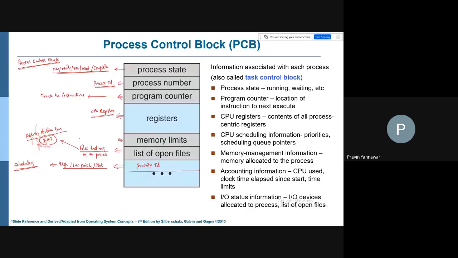Now apart from this, some accounting information is also used. That is how much CPU time is being used, what the clock time is, what the start time of the process is, and likewise. This also contains information about the devices that are there.